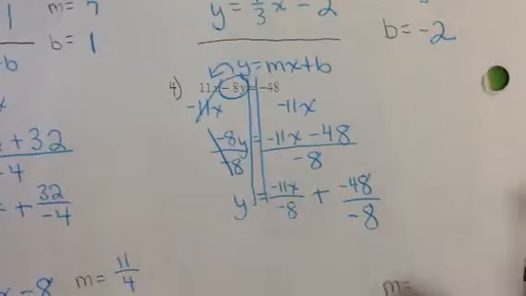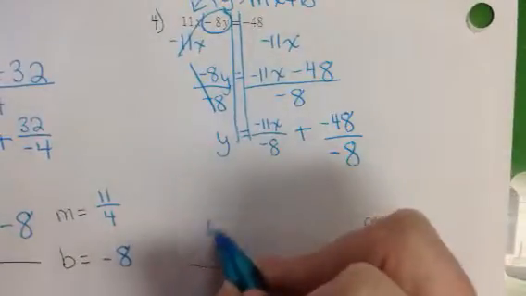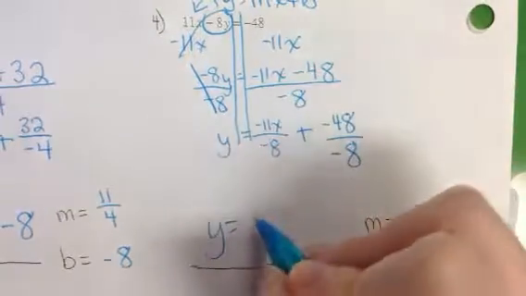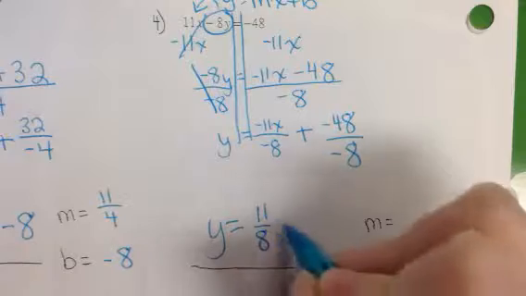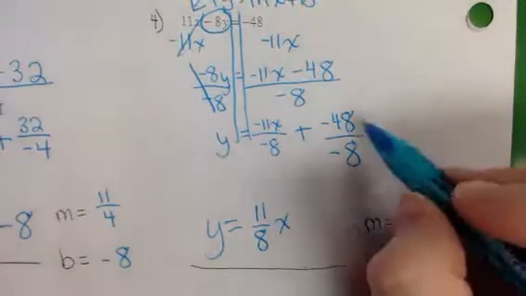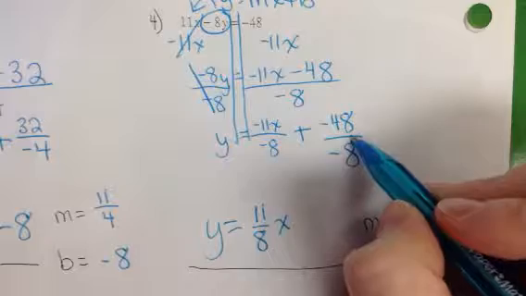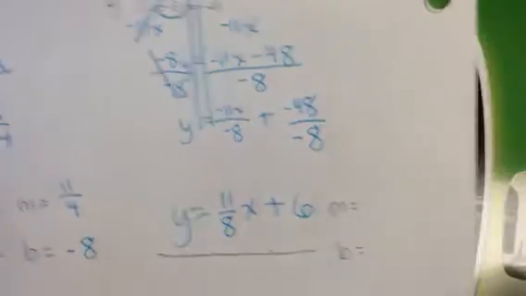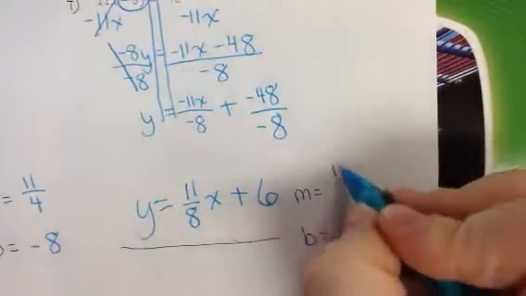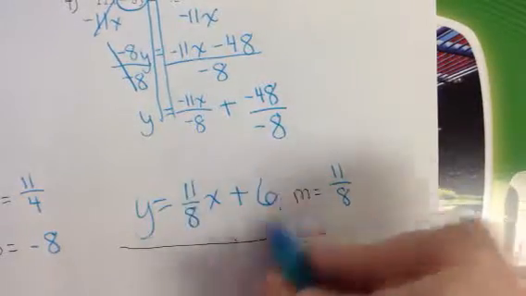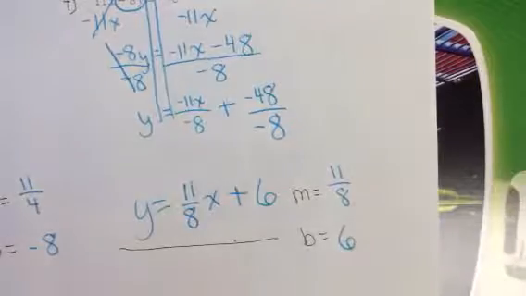Now it's my job to reduce to get my final equation. Y equals, a negative 11 divided by a negative 8 will reduce to a positive 11 over 8. Remember that we do want that slope to be a fraction, so that's why I'm leaving it as a fraction. Negative 48 divided by negative 8 is a positive 6. So my slope for this equation is 11 over 8. The y-intercept for this equation is that number at the back, the 6.